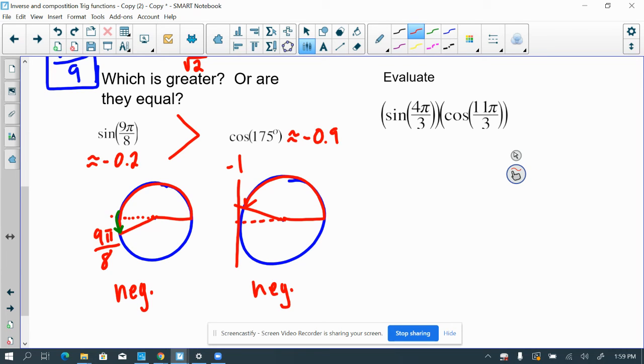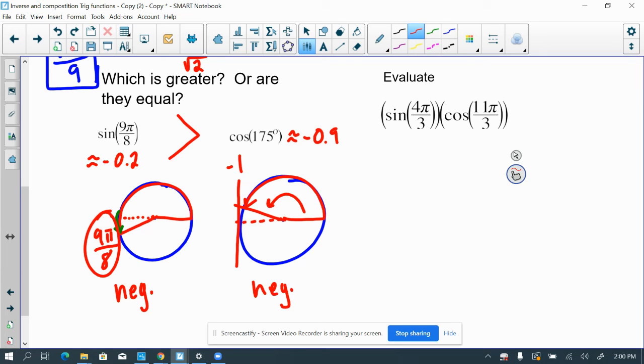So that is the answer, and that is the reason why. It's not because 9 pi over 8 is a bigger angle than 175. That's true, but that is not why the sine of 9 pi over 8 is bigger than the cosine of 175. It's because those trig values happen to produce two negative numbers. One is much more negative than the other.